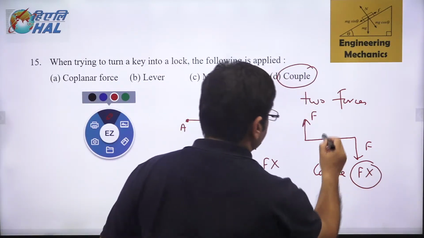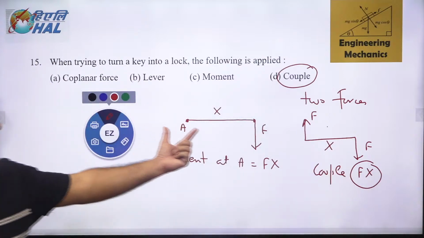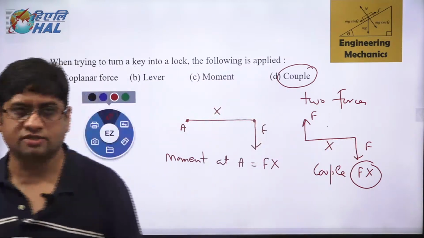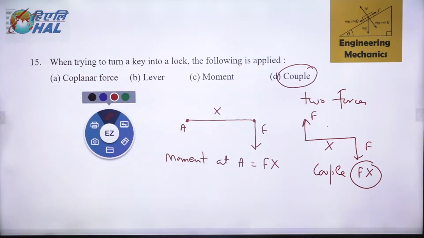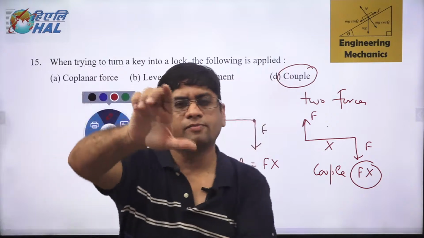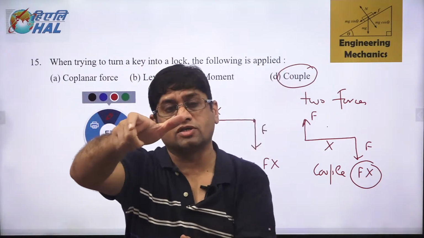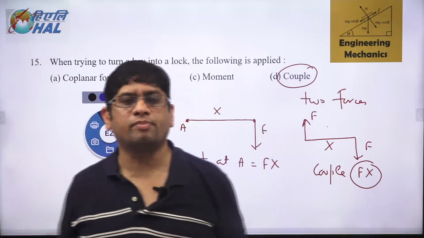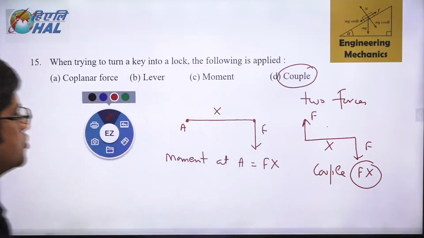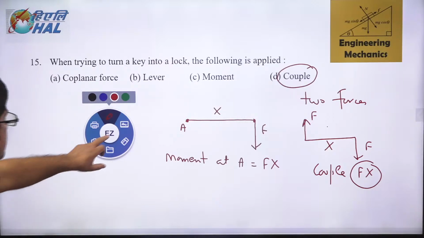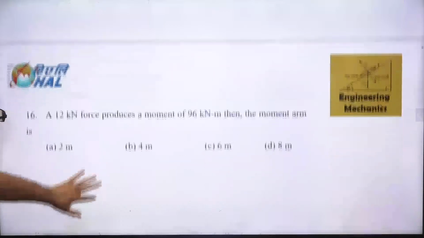So what is the difference between this and this situation? Moment is because of one force. Couple means there are two equal and opposite forces. And in this question, the answer will be couple, because whenever you are using your hand, you are applying two equal and opposite forces. Even when you are rotating the handle of a cycle, you are applying two equal and opposite forces. So that is the meaning of couple for us.